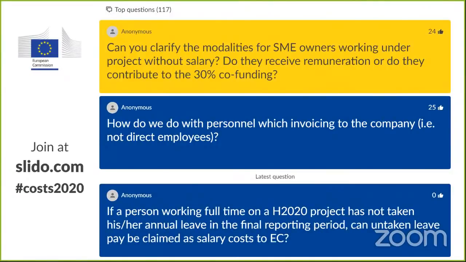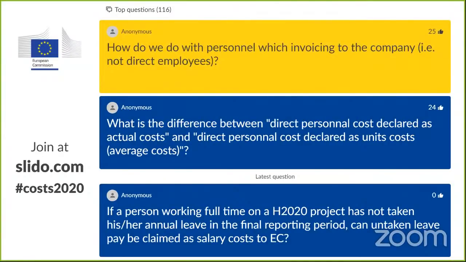Okay, next question. How do we deal with personnel who invoice the company, not direct employees? This opens a new dimension which we haven't yet discussed in detail. So it's about all these people that are not employees but are consultants working on the premises or not working on the premises, and so on and so forth. So David, you take this question as the occasion to explain all this, please. I will try to give the short version or the simplest version.